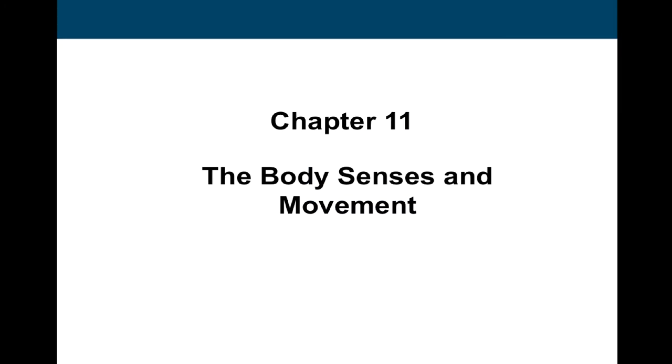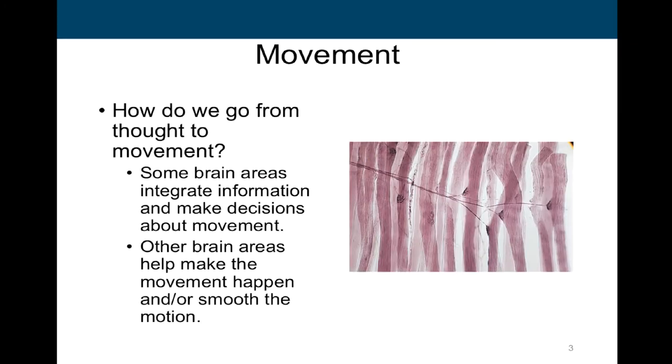In this chapter, we're going to look at movement. And it's kind of a really interesting question, I think. How do we go from thinking about doing something to actually doing it? So in the case of voluntary movement, we start off with this intention, a desire, and we end up physically moving our bodies. And we'll see that it involves integration of numerous brain areas, some that are involved in making decisions about movement, others that are helping to facilitate that movement and make it happen or smooth out the motion.